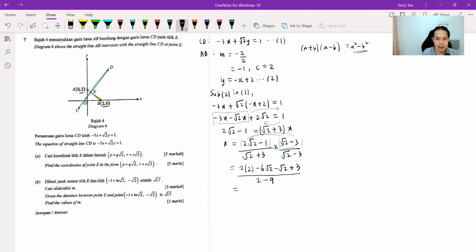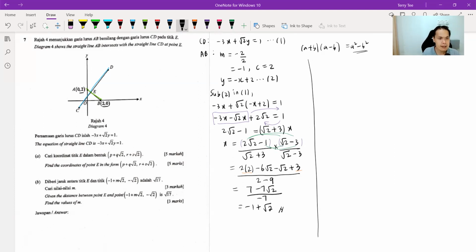Okay, let's simplify this. This is going to give us 4 plus 3, which is 7, minus 6 minus 1 is minus 7√2, divided by −7. I can simplify this further. 7 divided by −7 is minus 1. Minus 7 divided by −7 is a plus. There you go. My x is −1 + √2.